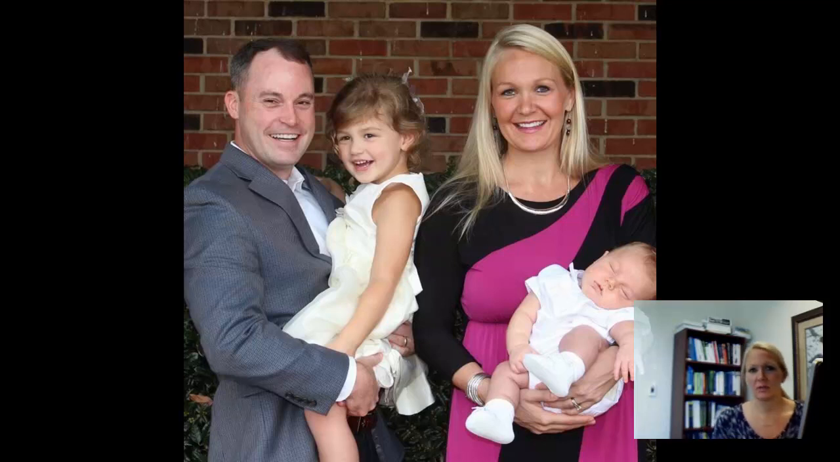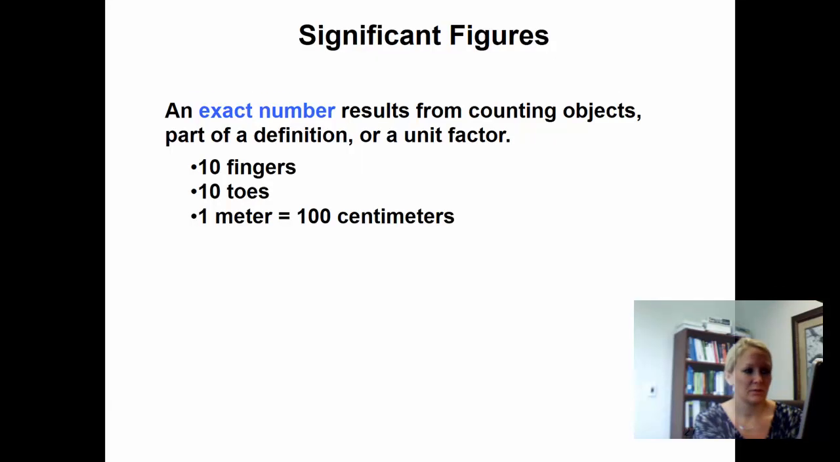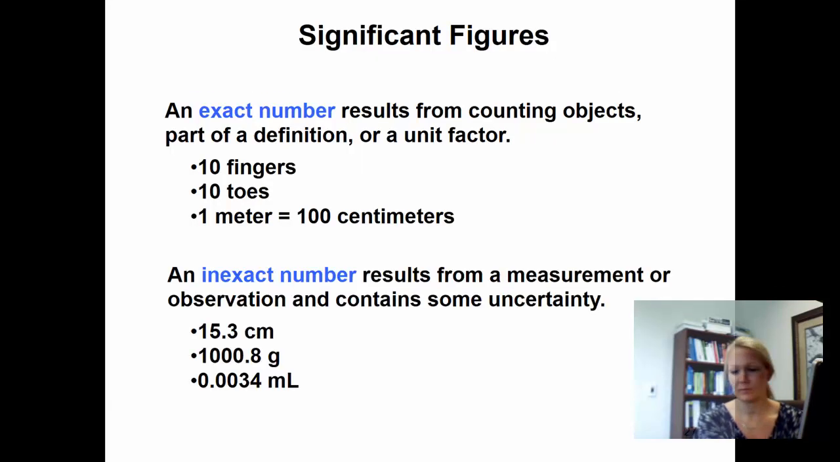First we need to determine the difference between an exact number and an inexact number. Okay, so let me pull this up really quick. An exact number is a result of counting objects. It could be part of a definition, if it's defined as a set number. I have 10 fingers and 10 toes. There's no in between there. For most people, I guess.